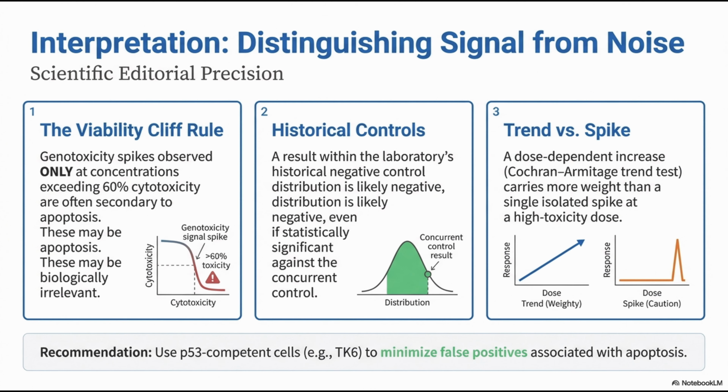When genotoxicity signals appear near the viability cliff, three principles guide interpretation. Only signals above 60% cytotoxicity may reflect apoptosis-related artifacts. Responses within historical negative control ranges may be considered negative despite statistical elevation, and dose-dependent trends carry more weight than isolated spikes. Using p53 competent lines like TK6 helps reduce apoptosis-driven false positives.